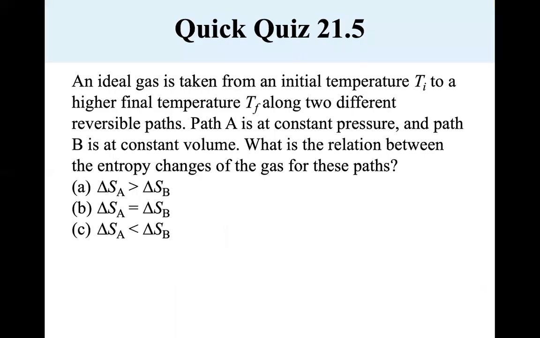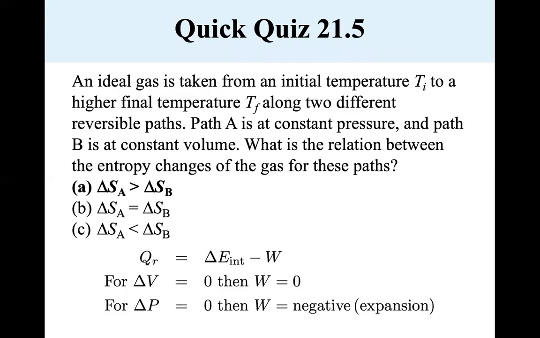Okay, let's look at an ideal gas taken from an initial temperature T_i to a higher final temperature of T_f along two different reversible paths. Path A is at constant pressure. Path B is at constant volume. What is the relationship between the entropy changes of the gas for these paths? Well, it's A. Delta S_A is greater than delta S_B. Q_r is equal to the change in internal energy minus work. But for delta V equal zero, in other words, a constant volume, the work equals zero. And for the change in pressure equals 0, that means constant pressure, then W is negative for the expansion. So the delta S_A is greater than the delta S_B.